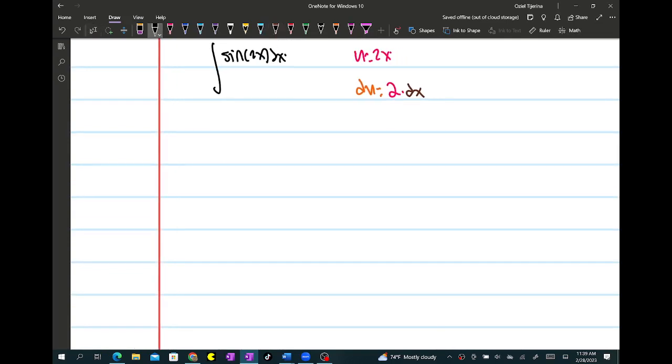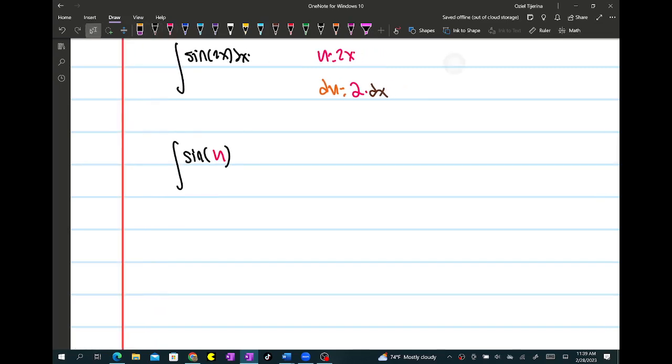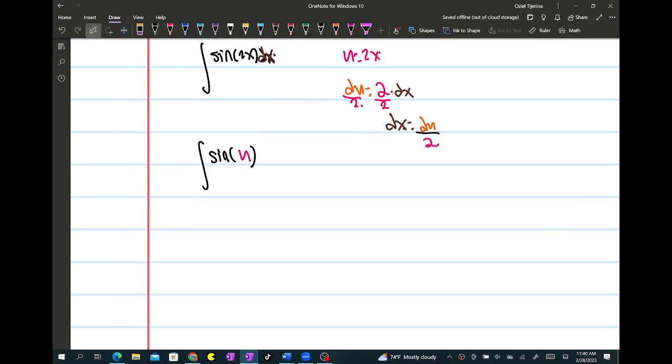Okay. So we have the integral of, and like I said, you're going to make it in terms of u. So it's going to be sine of u. And we need to solve for dx. Dx, like I said, is this part here. So dx is actually going to be du over 2, because we're solving for dx here. We're trying to make everything in terms of u and du. So we have du, and we're going to put that in. Dx will be du over 2. So let's do that.